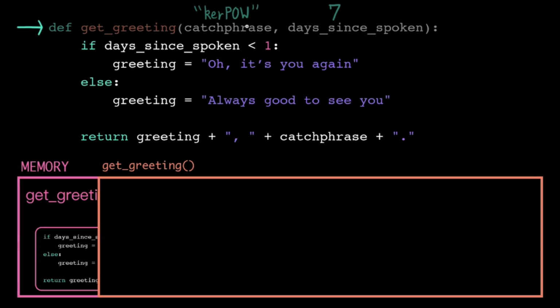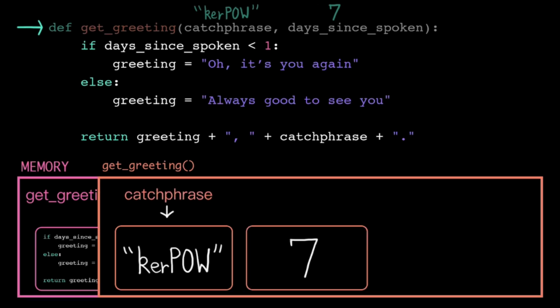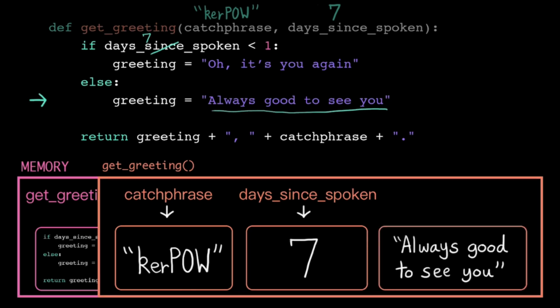First, we need to store the arguments that were passed in. To do this, the computer copies the argument values into new locations in its stack frame. Then it tags each location with the corresponding parameter name. This is order dependent, so the first argument in the function call gets assigned to the first parameter in the function header. Then we're just executing these lines of code per normal. 7 is not less than 1, so this evaluates to false, and we jump to the else branch, and we assign the string "always good to see you" to a new variable greeting in our own stack frame.